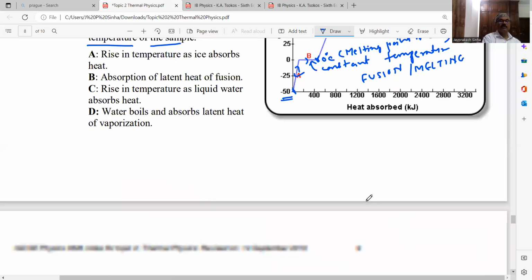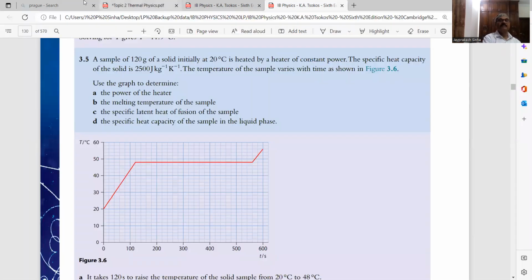Okay, so now we are going to solve the problem. Come to the problem. A sample of 120 gram of solid initially at 20 degrees Celsius is heated by a heater of constant power. The specific heat capacity of the solid is 2500 joule per kg per Kelvin. The temperature of the sample varies with time as shown.